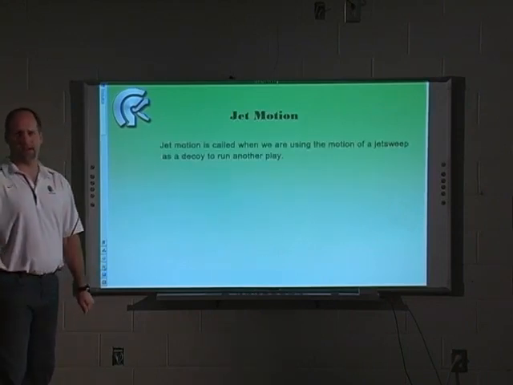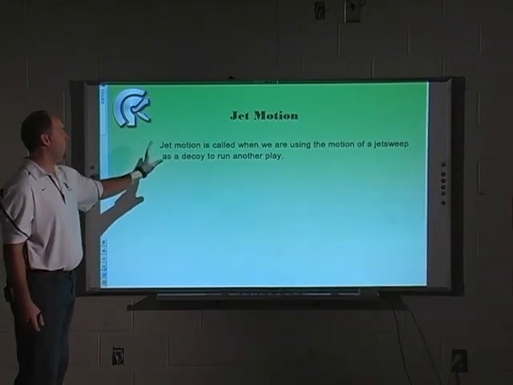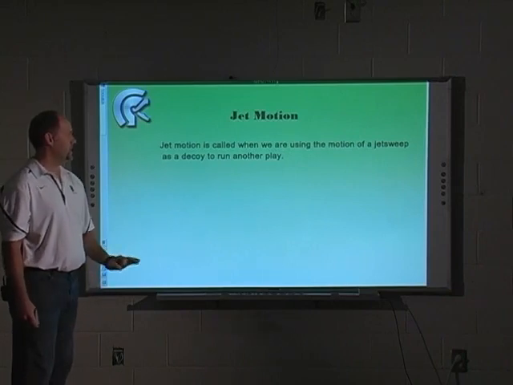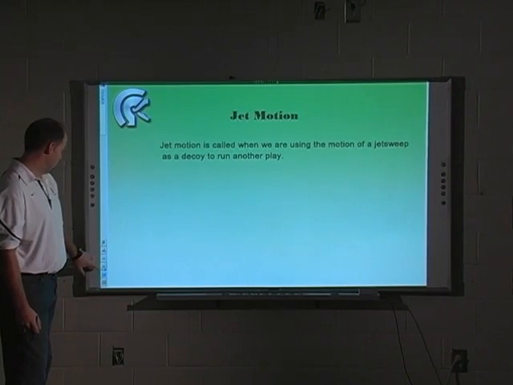All right, let's talk about jet motion first. The one thing I want you to realize is jet motion is called when we are using the motion of a jet sweep to set up or decoy another running play.